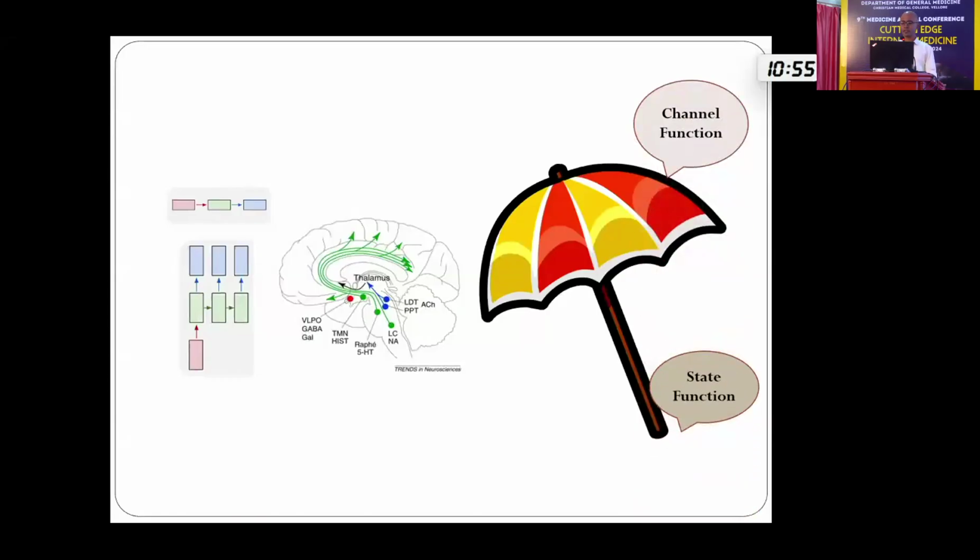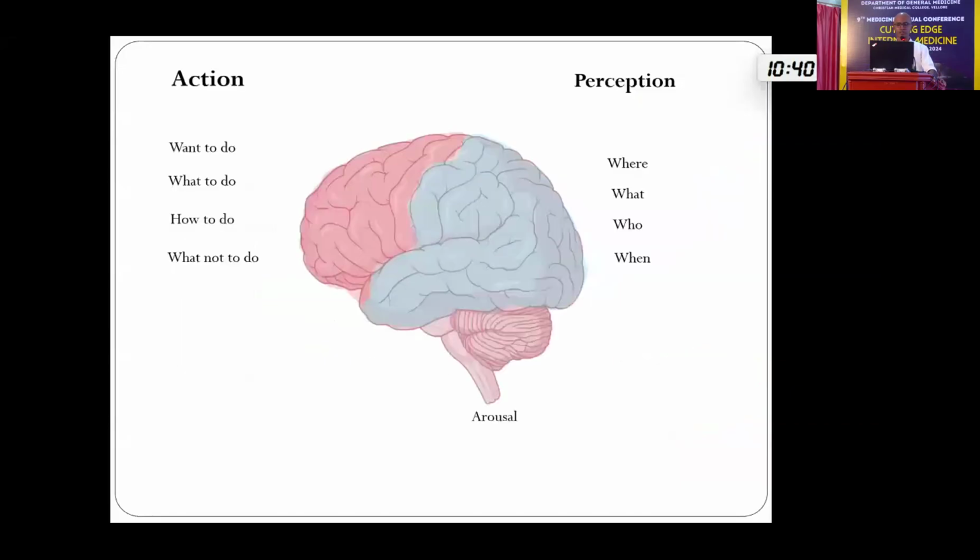So if you have to really say whether your umbrella has a hole in it, you have to be able to open it. So you really can't comment on channel function, that is aphasia, apraxia, agnosia, and memory, only if your arousal and awareness are all right. So that's an important thing in the approach to cognitive neurology.